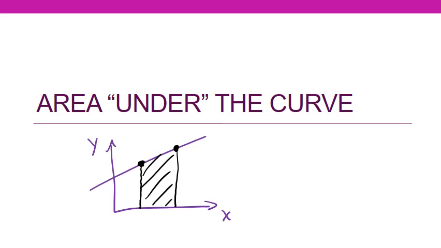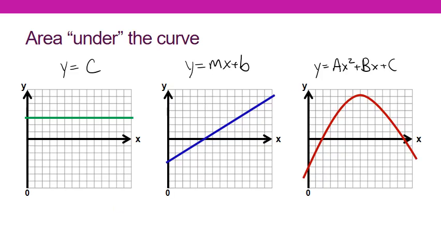And so we're going to talk about the area under the curve as it relates to the three graph types that show up in kinematics and that I wanted you to know for this course. So let's look at the simplest case, the constant case, where our value is not changing with x.